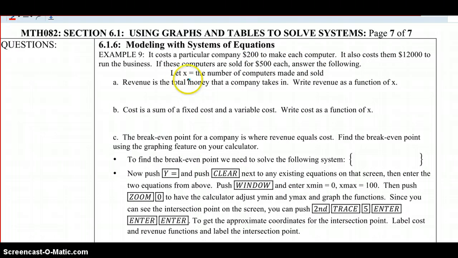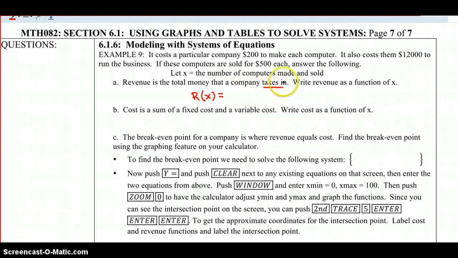We're told to let X be the number of computers that are made and sold by this company. Part A: revenue is the total money that a company takes in. We're asked to write revenue as a function of X, so we're going to let R be revenue as a function of X. Revenue depends on the number of computers that are made and sold.